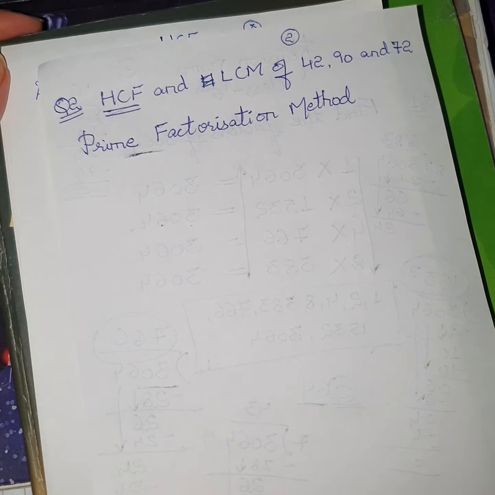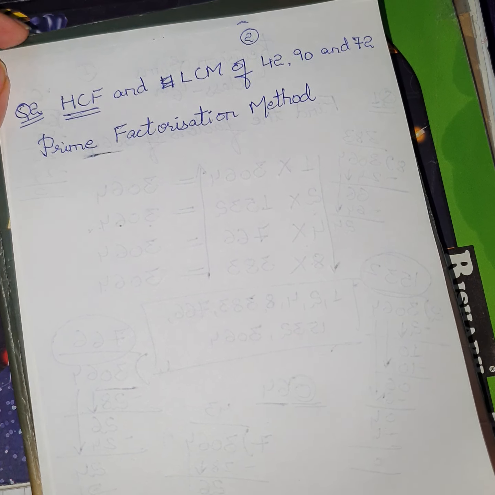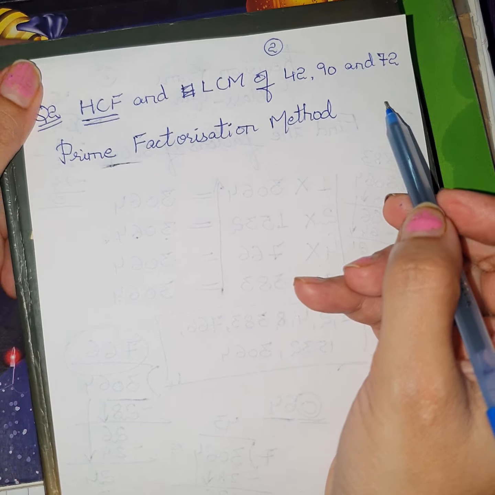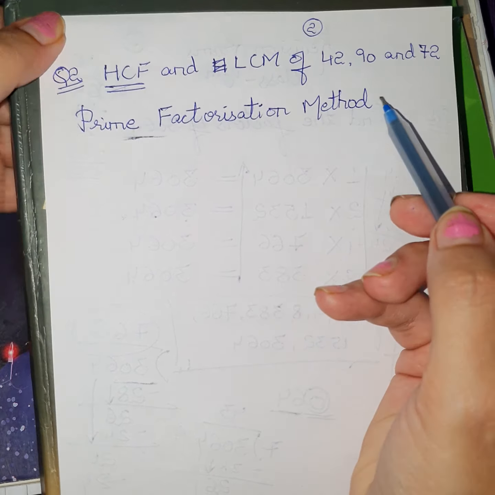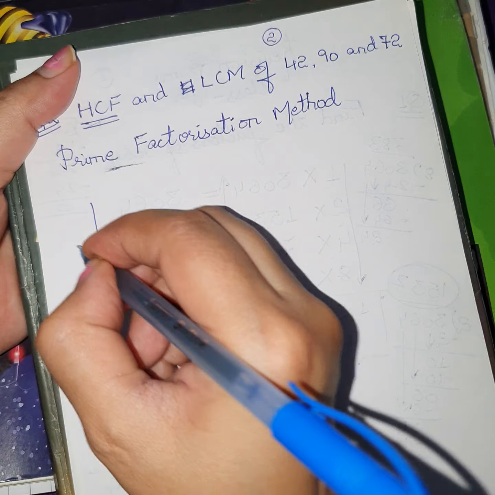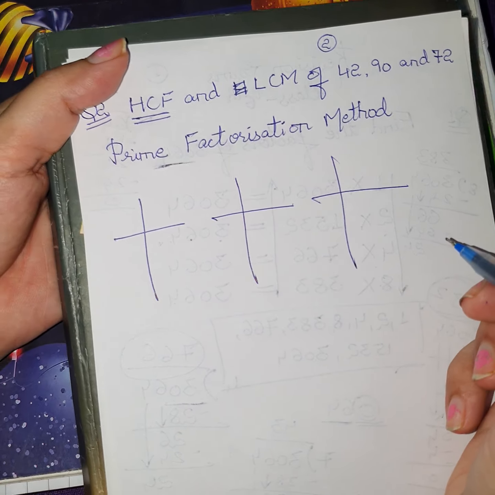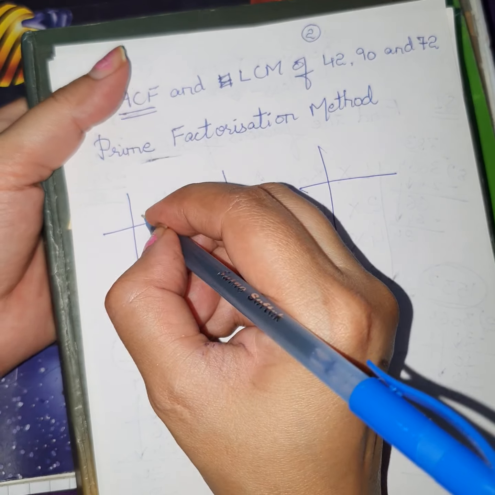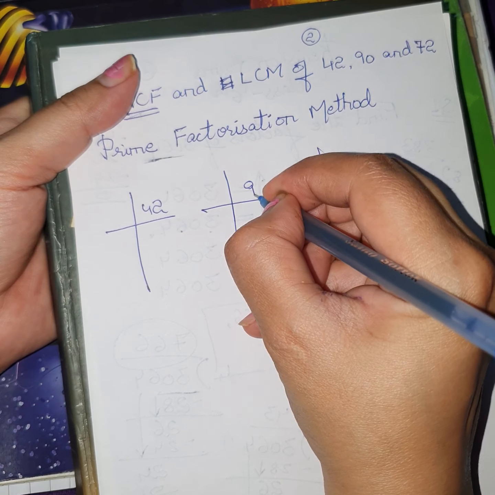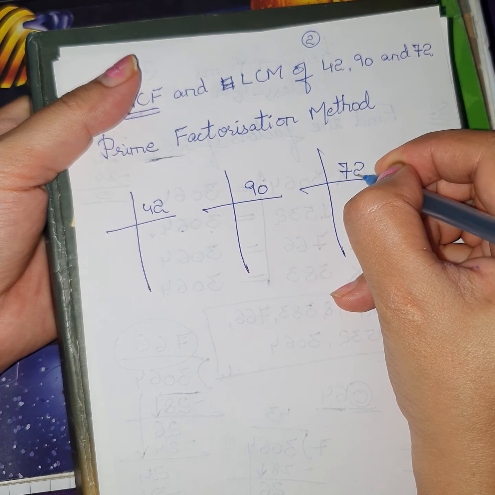Then second question, I have given you to find the HCF and LCM of these 3 numbers. So firstly, I am telling you how to find the HCF by prime factorization method. For the prime factorization method, I have told you that you have to make 3 separate formats of factorization. In the first format you write 42, second you write 90, and third you write 72.